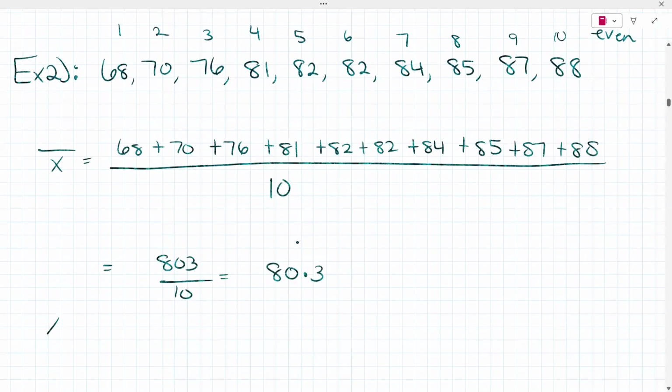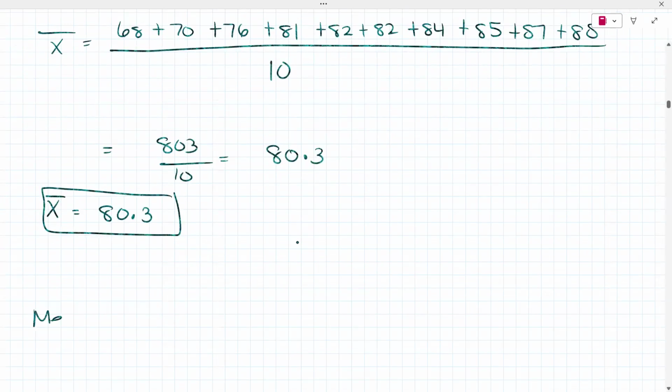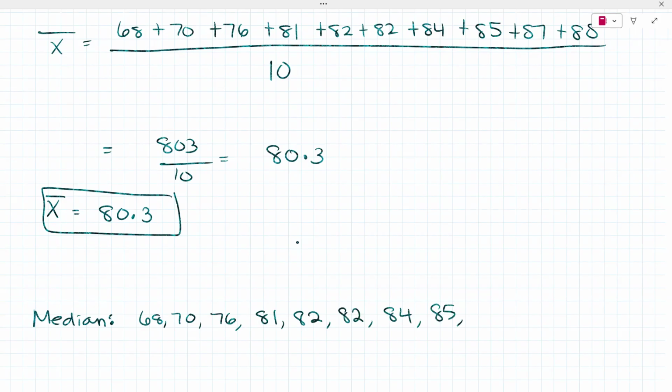Okay, so your average is 80.3. Now let's find the median. Let me rewrite the numbers again. So it's 68, 70, 76, 82, 82, 84, 85, 87, 88. So there's a total of 10 numbers.